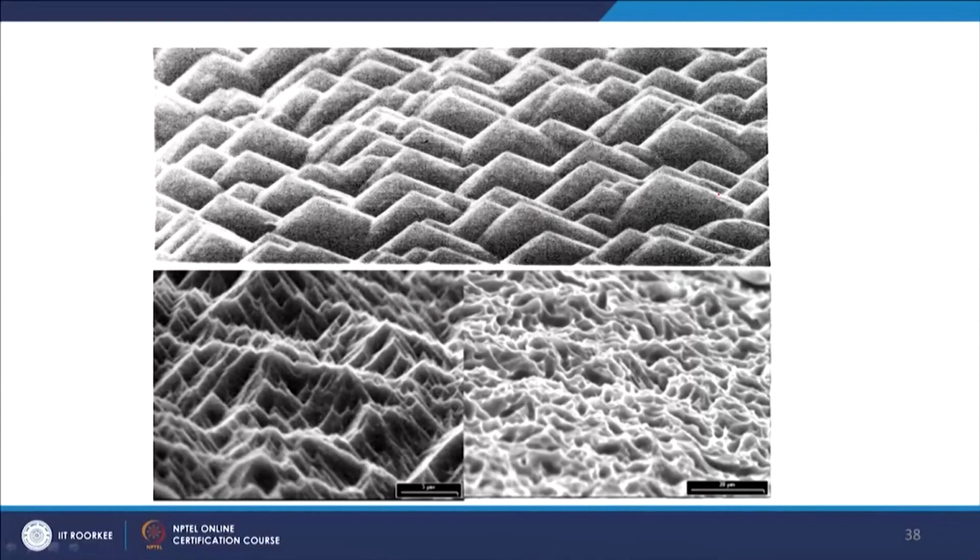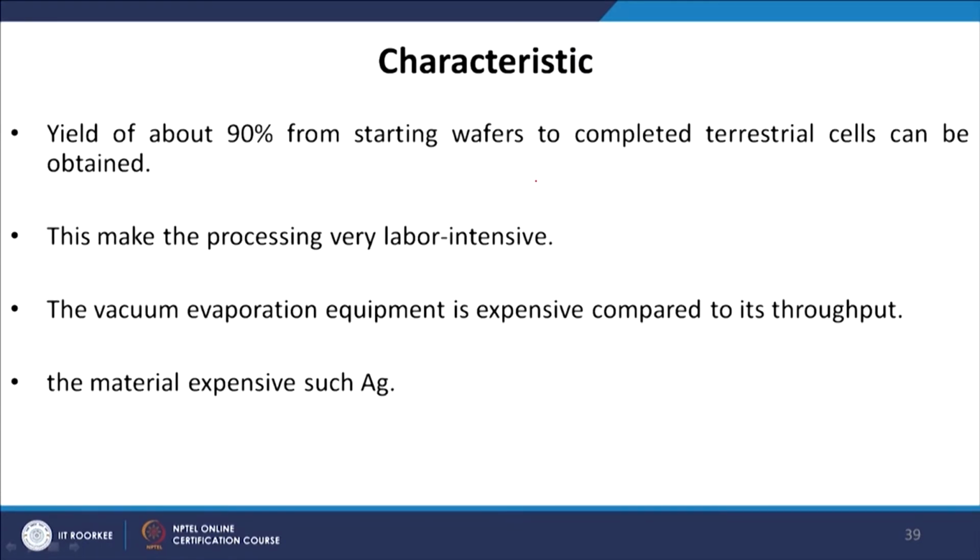If we etch the silicon wafer on the top and look at it under the SEM microscope, it looks like that. So, you can see that this kind of structure, which is periodic in nature, is obtained by the wet etching process and this helps the light to get more and more trapped and enter inside the silicon solar cell. A yield of about 90% from starting wafers to completed terrestrial cells can be obtained.